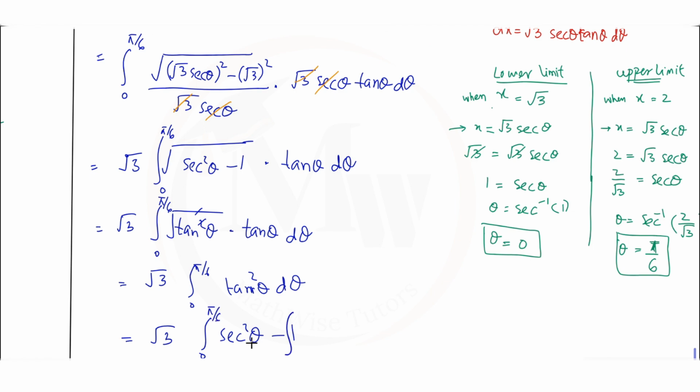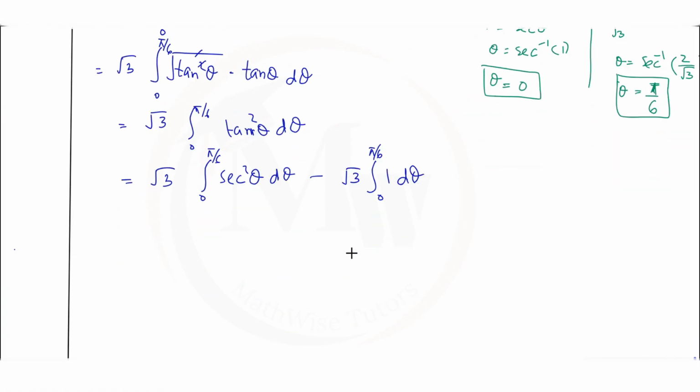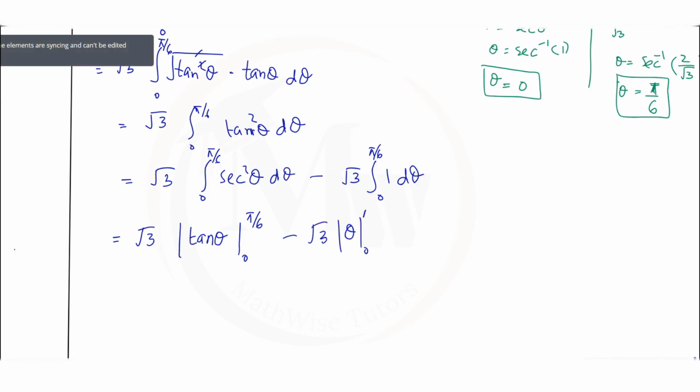So I can separate this integral into both. So one with d theta, and one is square root of 3 with both terms, 1 d theta. And now let's find their integration and then plug in the limits. Square root of 3, and this becomes the integration of secant squared, which is tan theta. Use the limit 0 to pi by 6, minus square root of 3, it's theta, and use the limit from 0 to pi by 6.